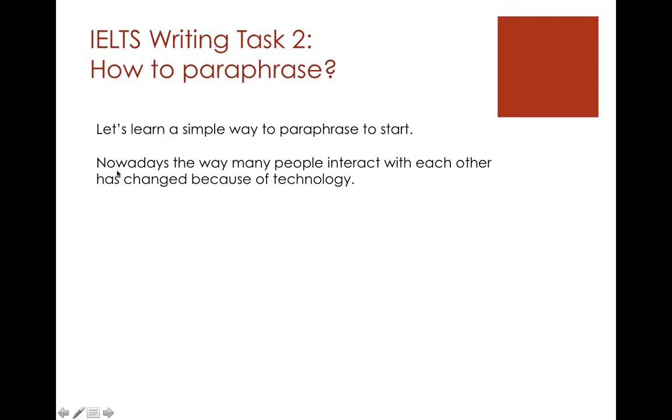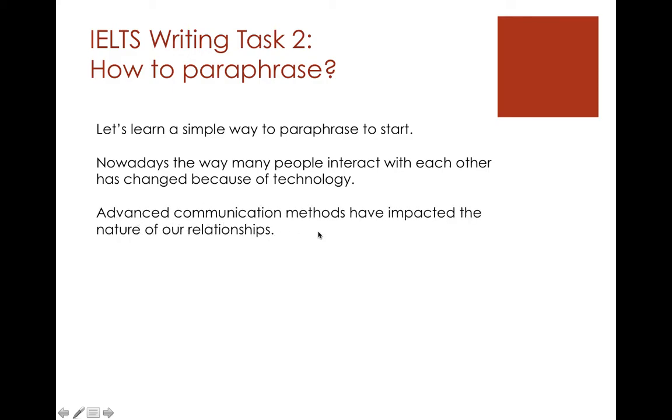So here's our subject. Nowadays, the way many people interact with each other has changed because of technology. Advanced communication methods have impacted the nature of our relationships. So we've changed technology to advanced communication methods, and we've put it as the subject. Here it's the object at the end of the sentence. We put it at the beginning, and it's the subject.